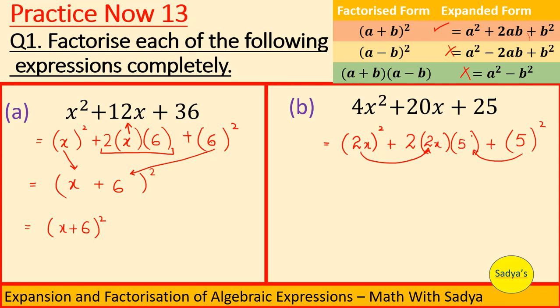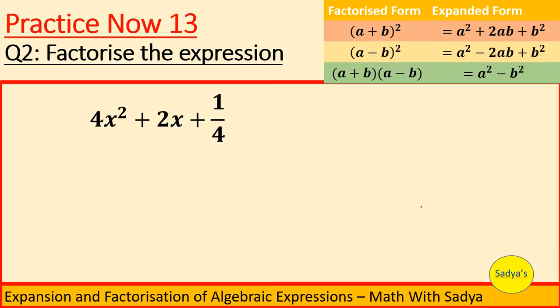Now check whether this number when multiplied gives you 20x or not. 2 into 2 is 4, 4 into 5 is 20 and 20 into x is 20x. So it means we can apply the identity. And a squared plus 2ab plus b squared is equal to a plus b whole square, where a is 2x and b is 5. Let's solve question number 2 now.